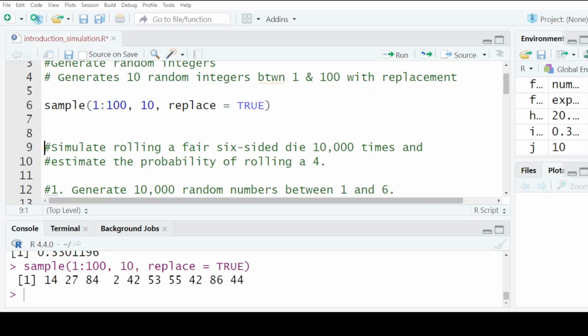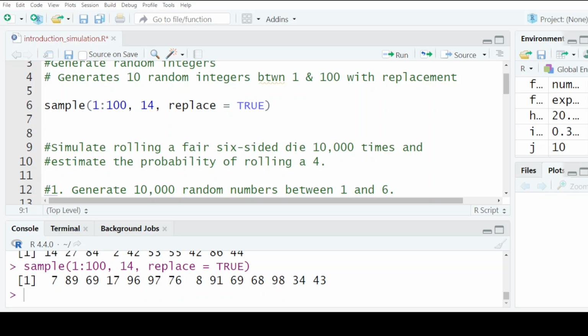What that means is that if there is replacement, there are chances that some numbers will be sampled more than once. You can increase the numbers you want. For example, maybe I want 14 numbers between 1 and 100, and I am able to just sample a set of numbers. This is very important to be able to do.